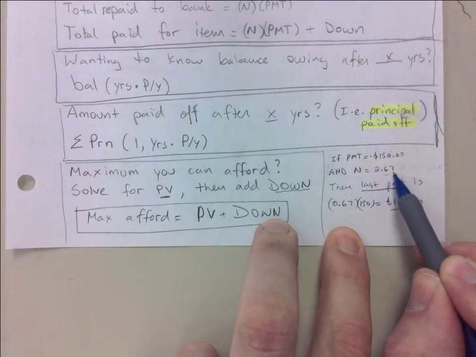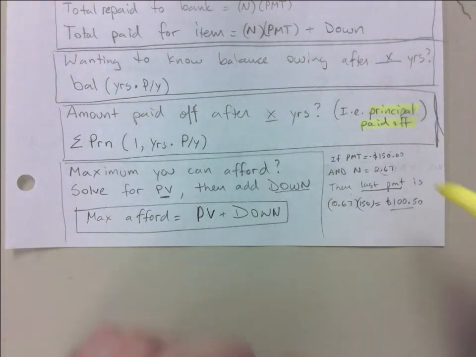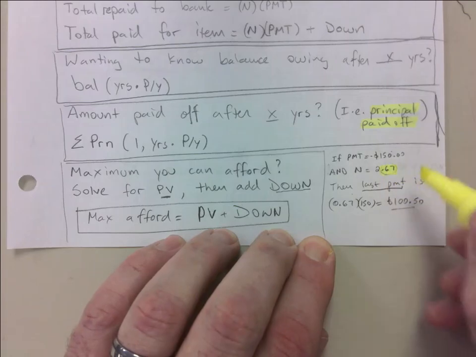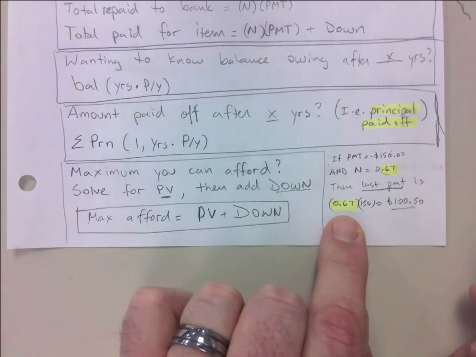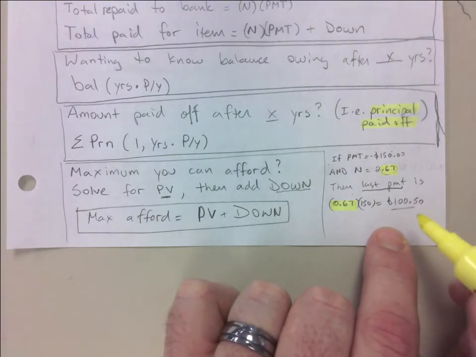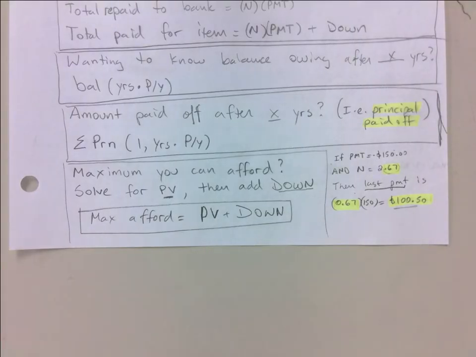Look at what I did. I grabbed the 0.67. I'm going to highlight that. I grabbed the 0.67, and 0.67 times 150, your last payment will actually be less than 150. And that's just how loans work out. It's not always a nice round amount towards the end, okay?